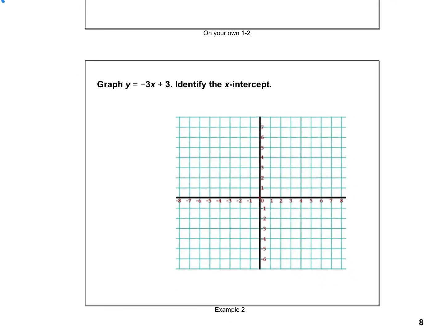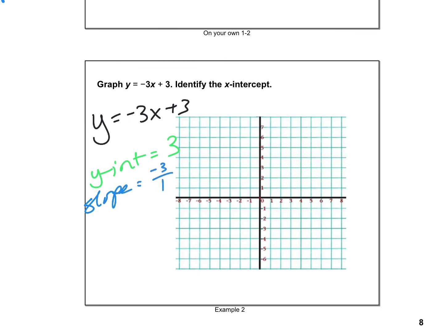So we have our equation, y equals negative 3x plus 3. We know that our y-intercept is positive 3, and we know that our slope is negative 3, and I'm going to put it over 1. So the first thing we're going to put on the graph is our y-intercept. We're on the y-axis, and we're going to put a dot on 3.